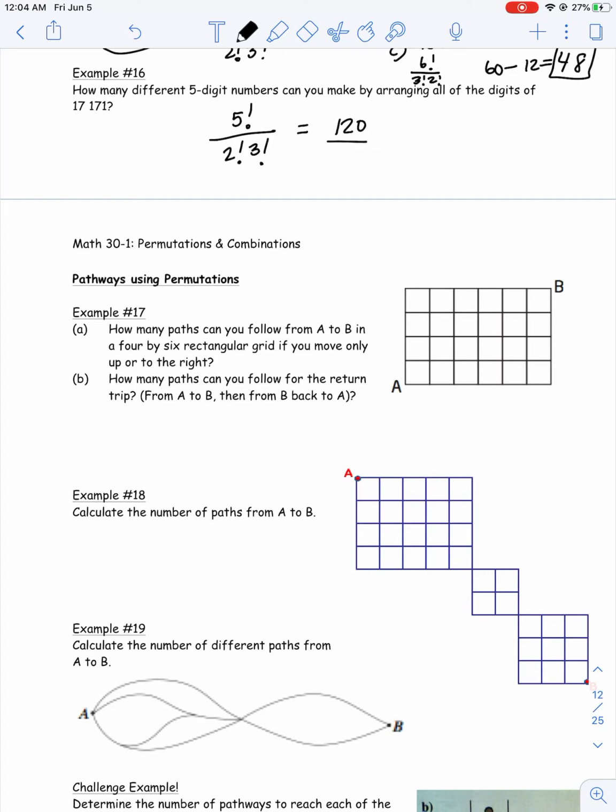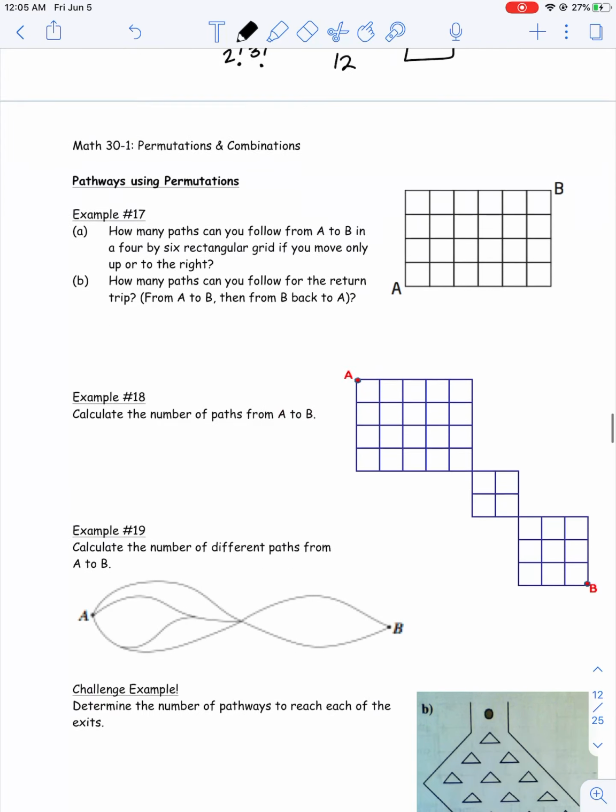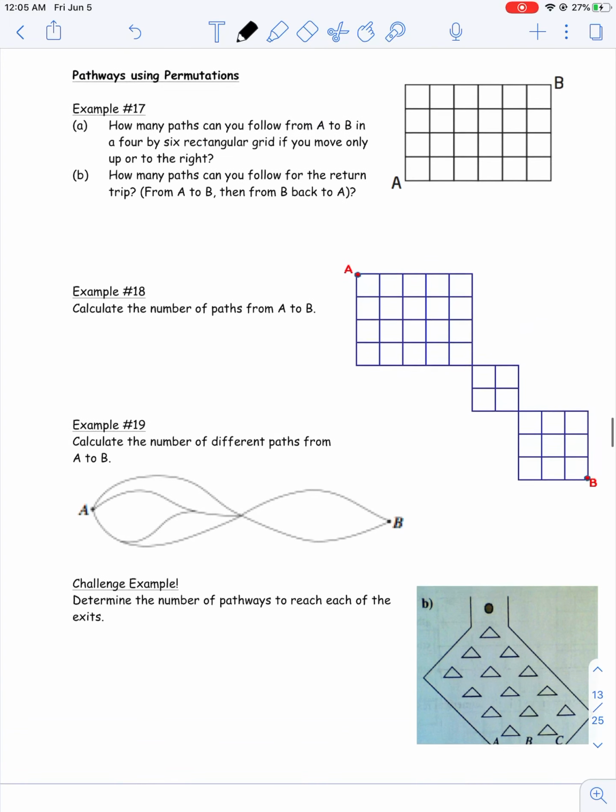So that's going to be 120 to represent 5 factorial and 12 to represent 2 factorial times 3 factorial. So that's going to be 10 as an answer. So there's 10 different 5-digit numbers that can be created by rearranging those.